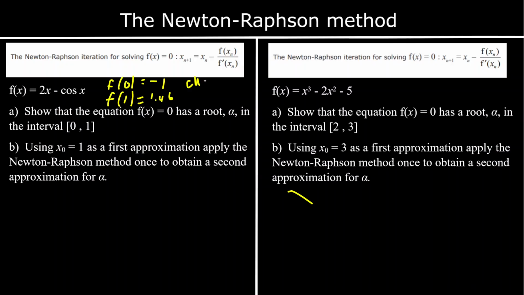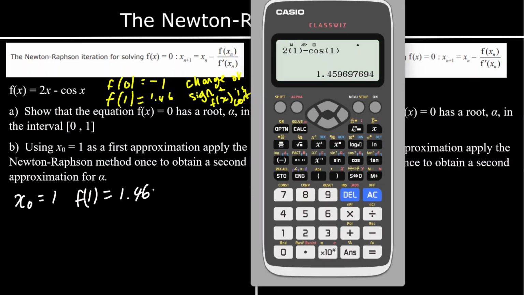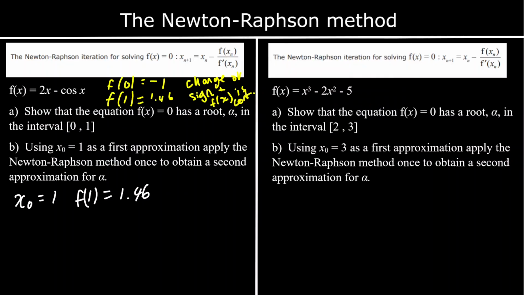So again, change of sign, and f of x is continuous. Therefore, we have a root in that interval. Now we're going to use the Newton-Raphson method. So x0 is 1. We need f of 1, which is 1.46, which, again, I'm going to store in the calculator. And we need our gradient function.